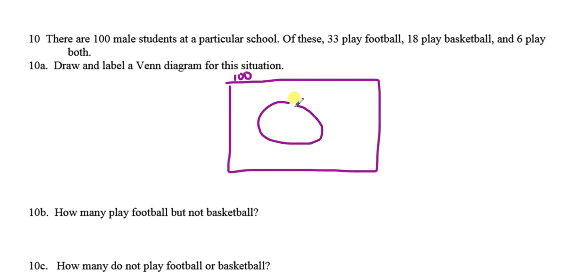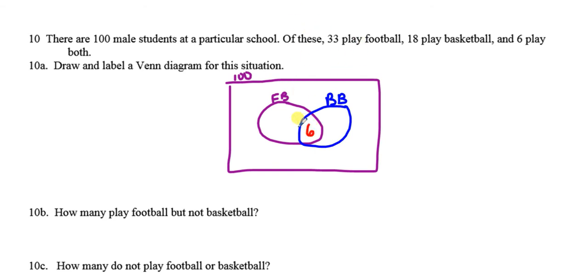We have football players. I think we had one of these on the homework. I'll just put FB for football. And we have basketball, and some play both, so we have overlap. Put the both in first. That's really the key with this. 6 play both. And I'm going to go a different color just to show something here. So there's basketball. And 6 play both.